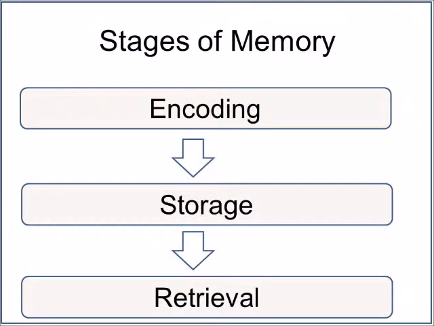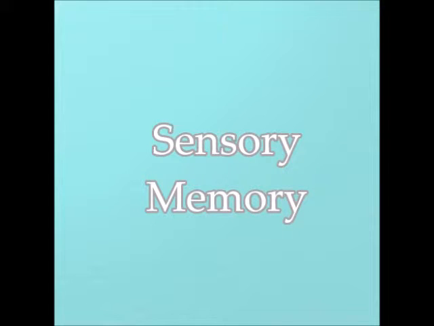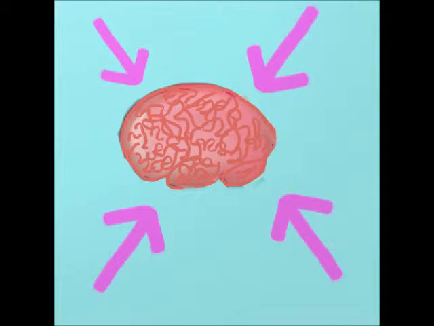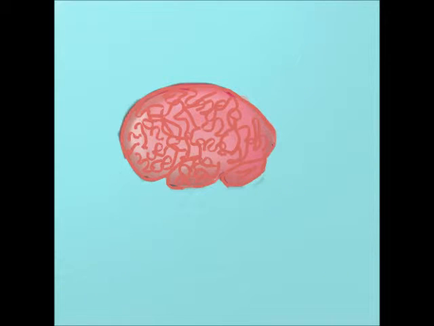There are several steps in the stages of memory, all of which we will cover in this video. The first part of forming any memory is called a sensory memory. This encompasses all sensations received by the brain, but it only lasts a second. There are two types of sensory memory.